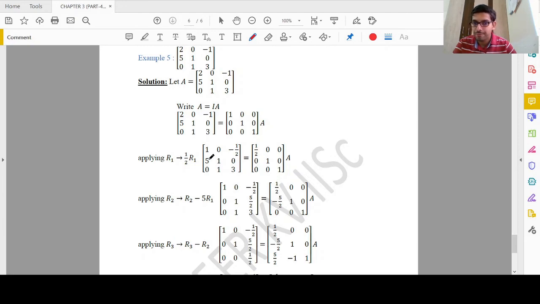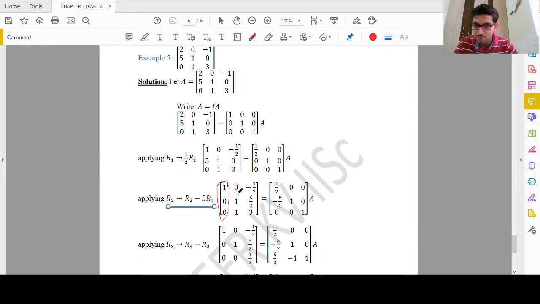Now we need to change 5. In order to change 5, it should be converted to 0. So we can use R2 changes to R2 minus 5 R1. Once we use that, we will get 1, 0, 0 here. As a part of this we are getting 0, 1, 1, that means the diagonal element is already 1 and the first element is already 0. This is by using the other transformation, so we need not change it separately.